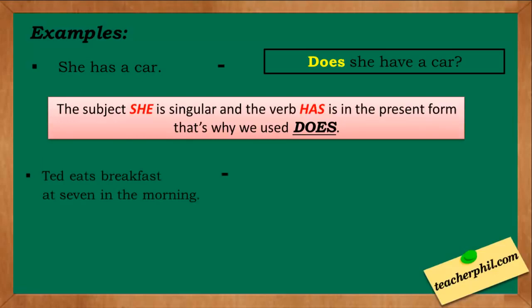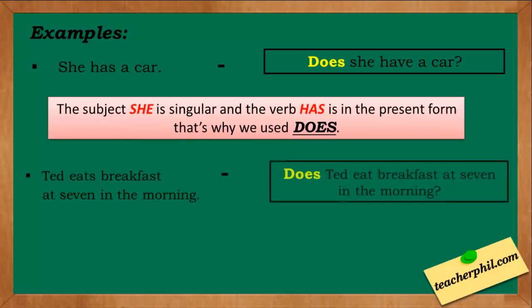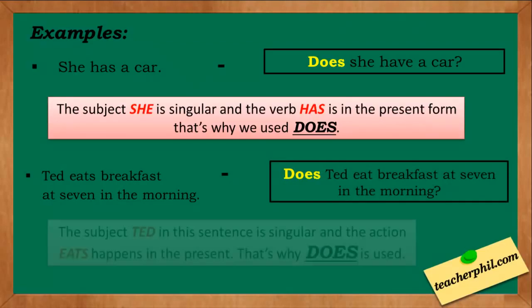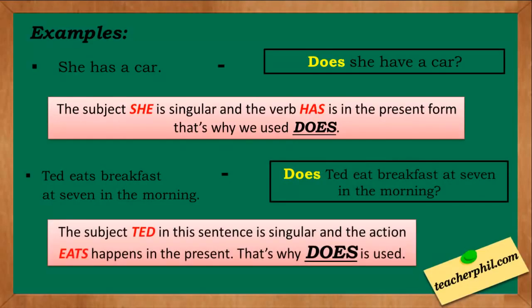Ted eats breakfast at 7 in the morning. Does Ted eat breakfast at 7 in the morning? The subject Ted in the sentence is singular and the action eats happens in the present. That's why does is used.